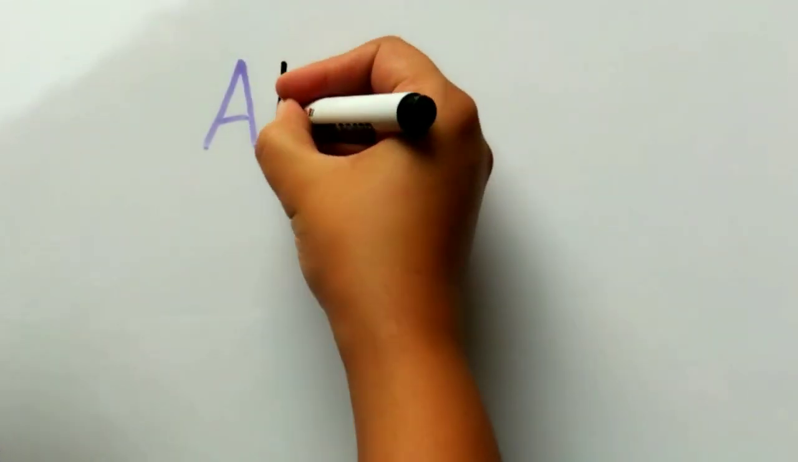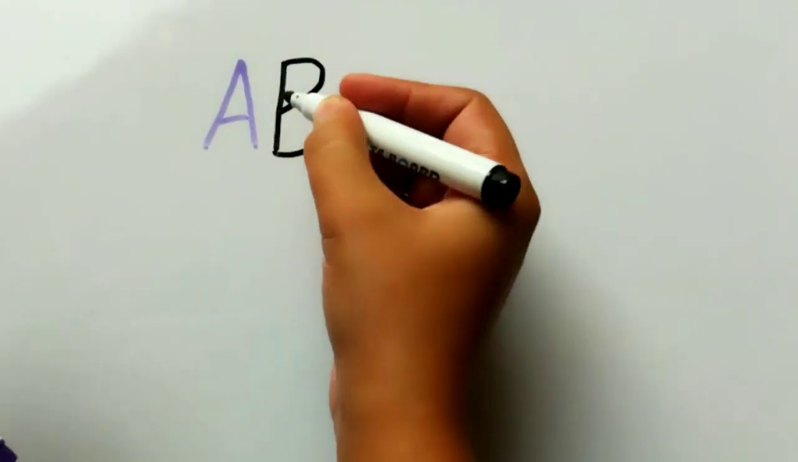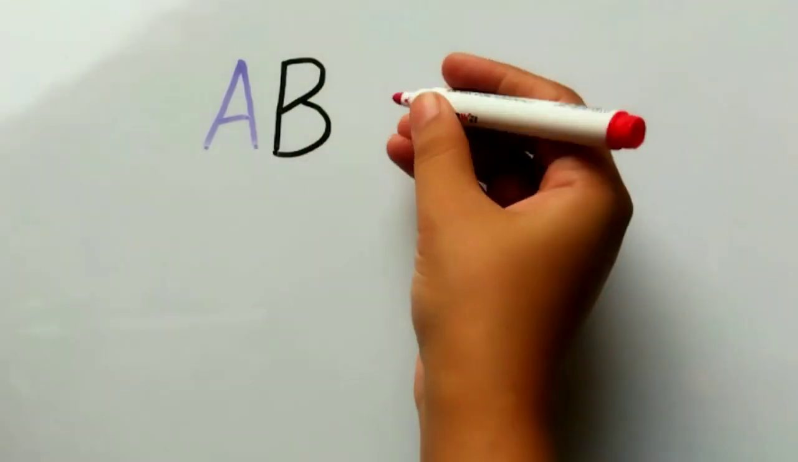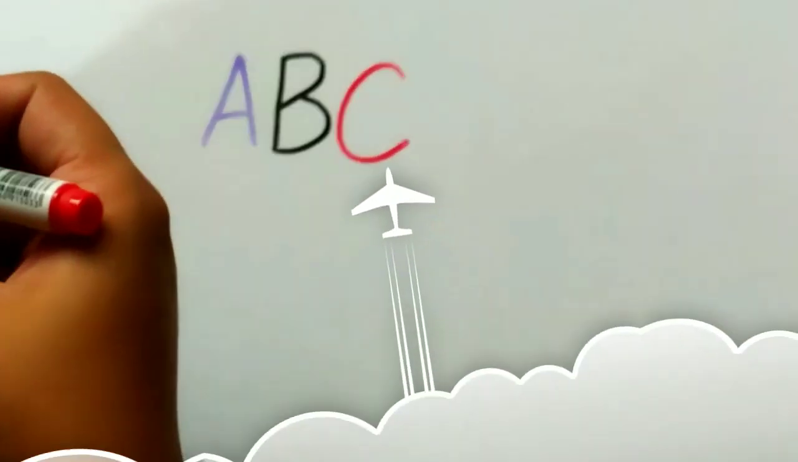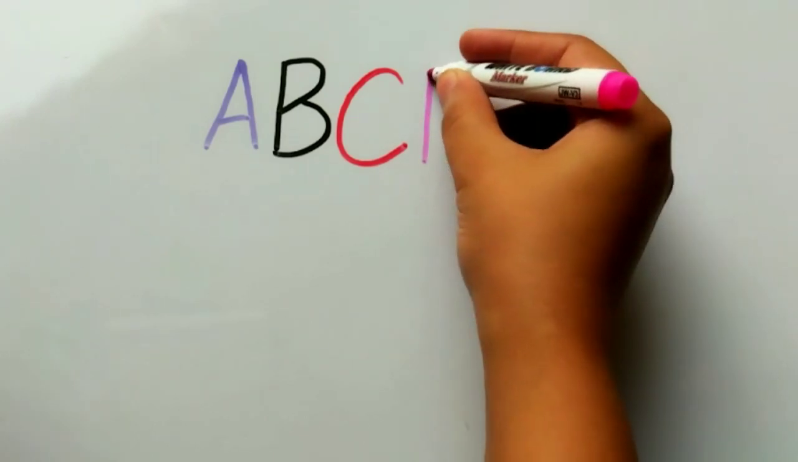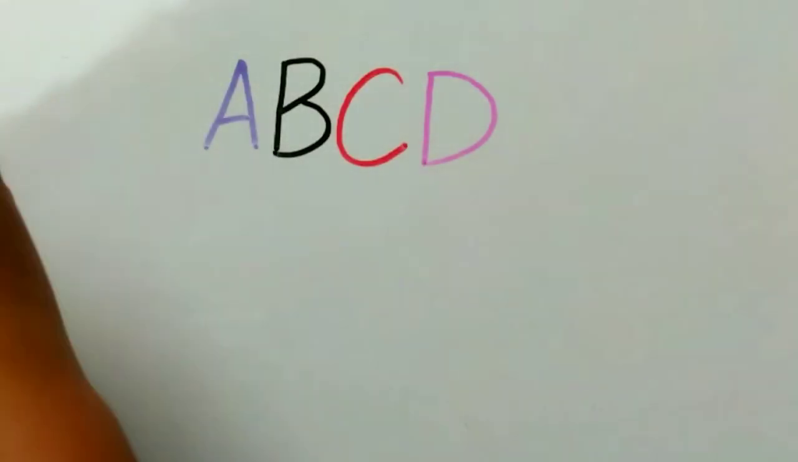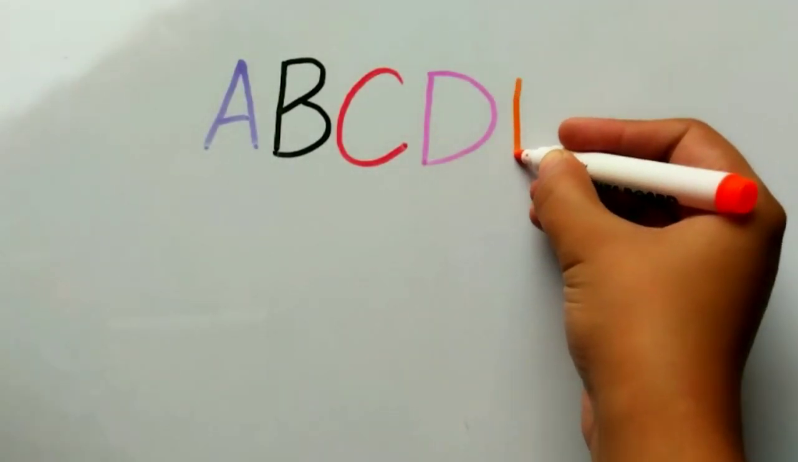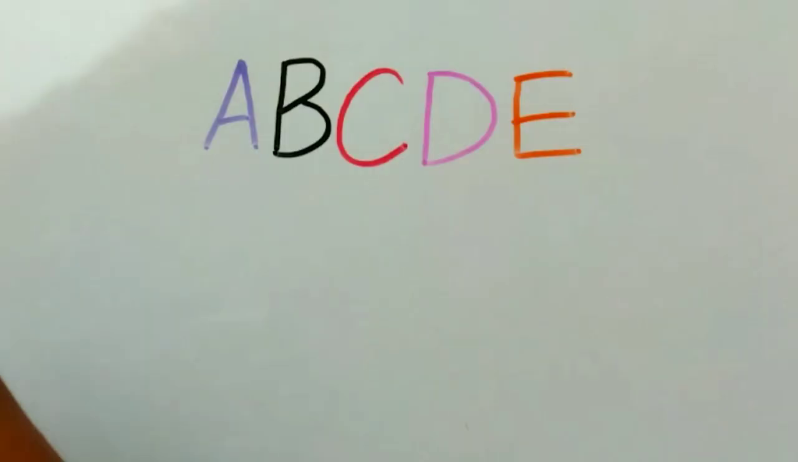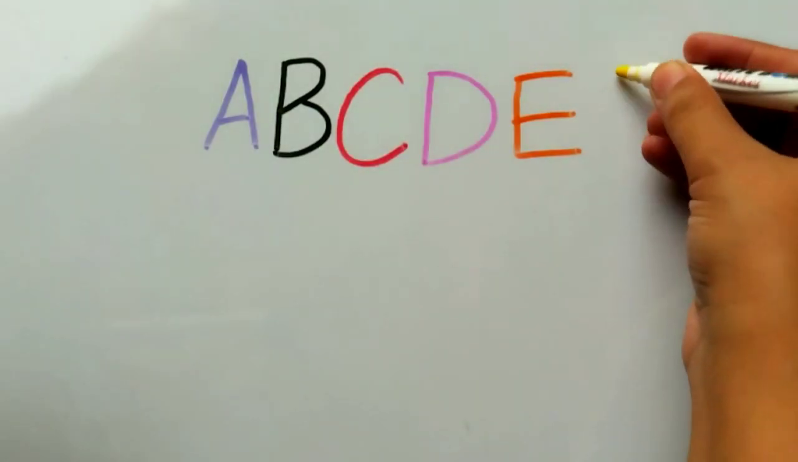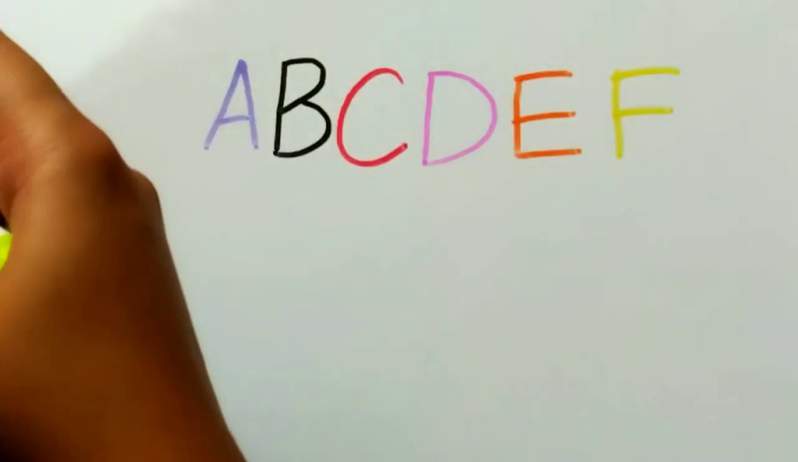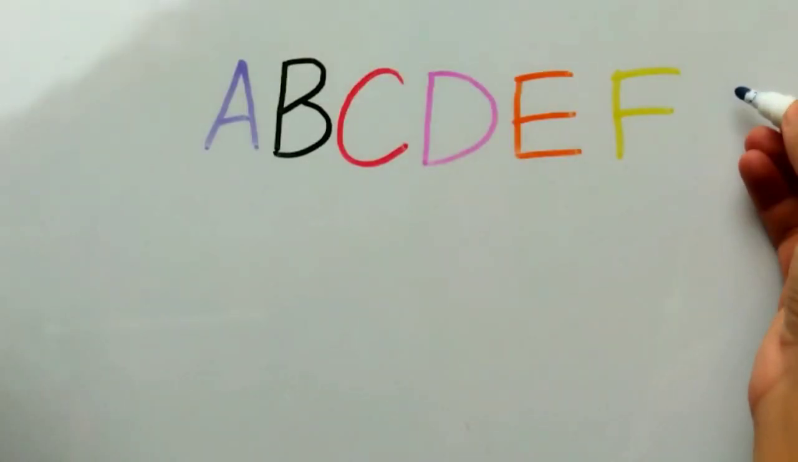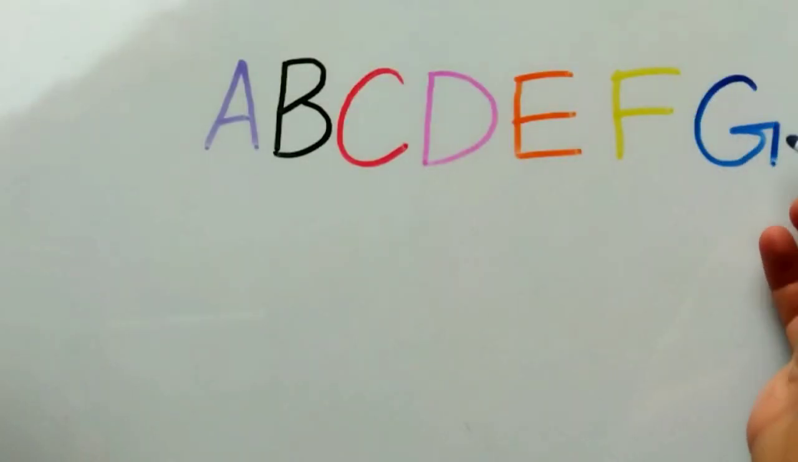A for apple. B for banana. C for candy. E for elephant. F for fish. G for goat.